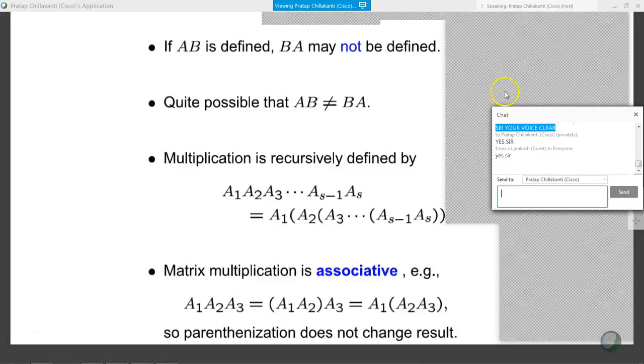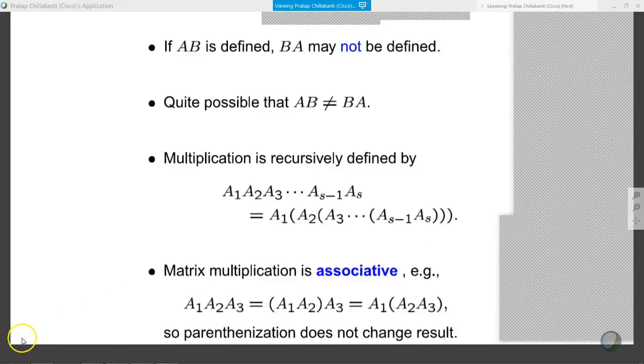Multiplication can be recursively defined, right? When you have a chain of matrices.